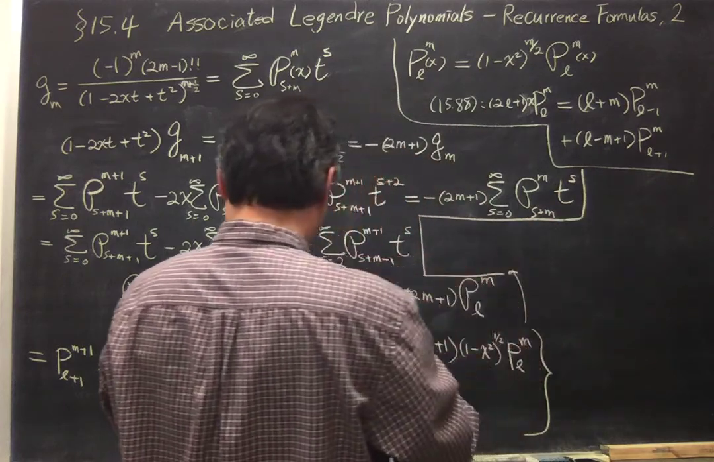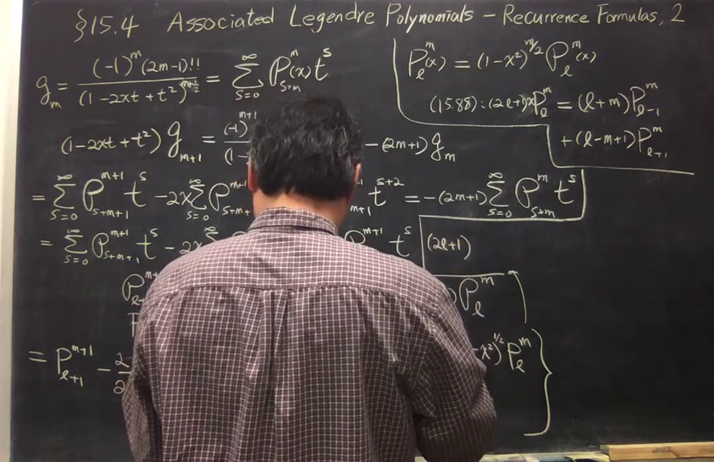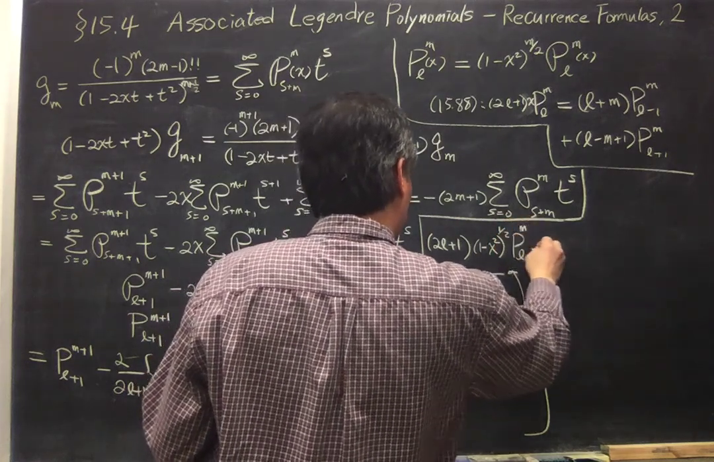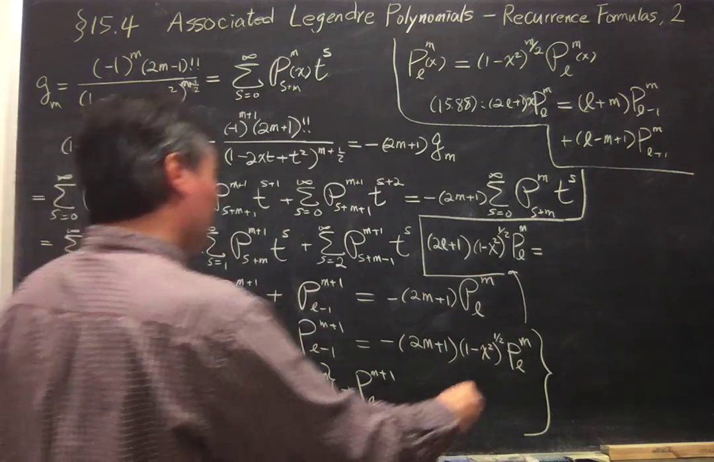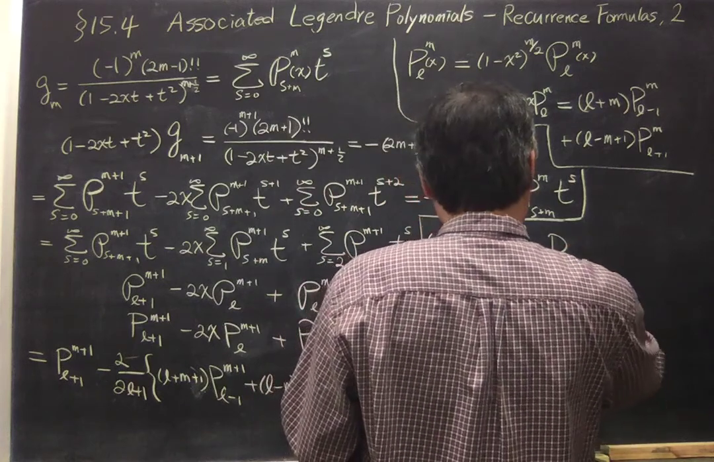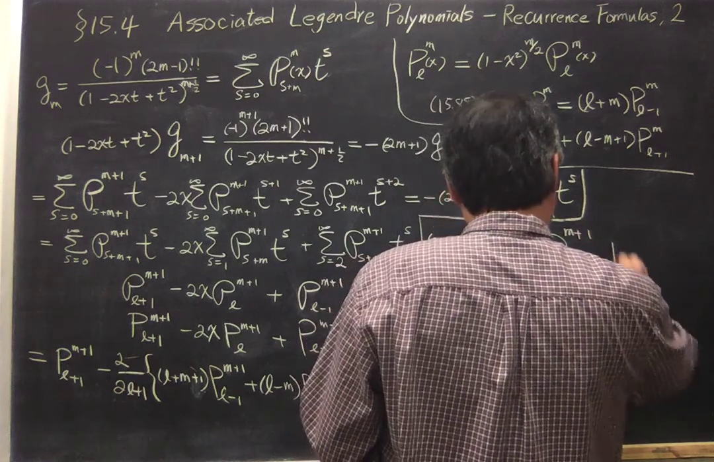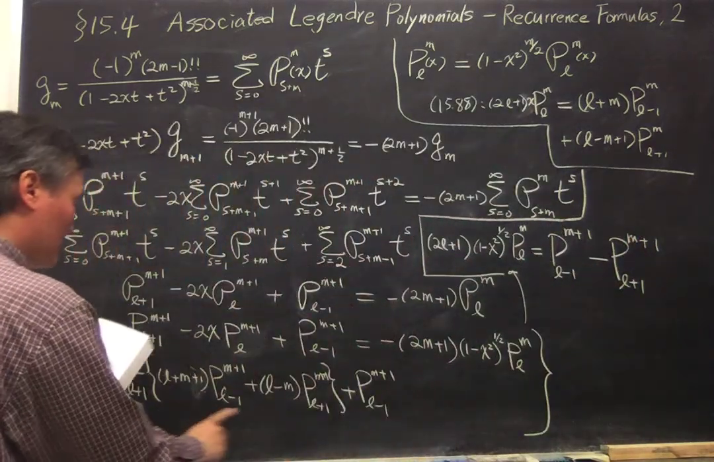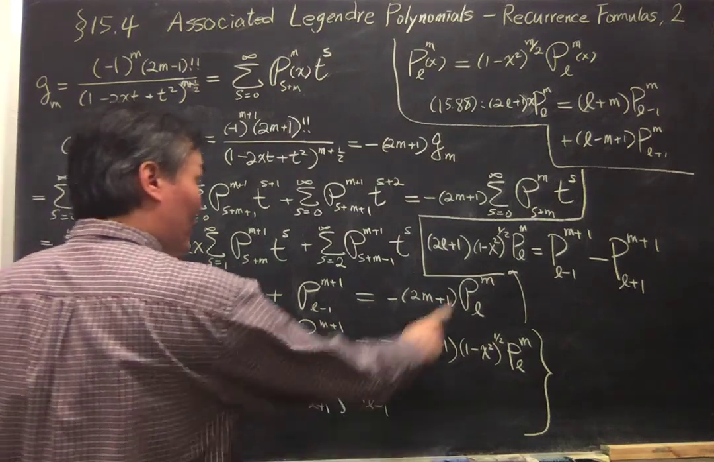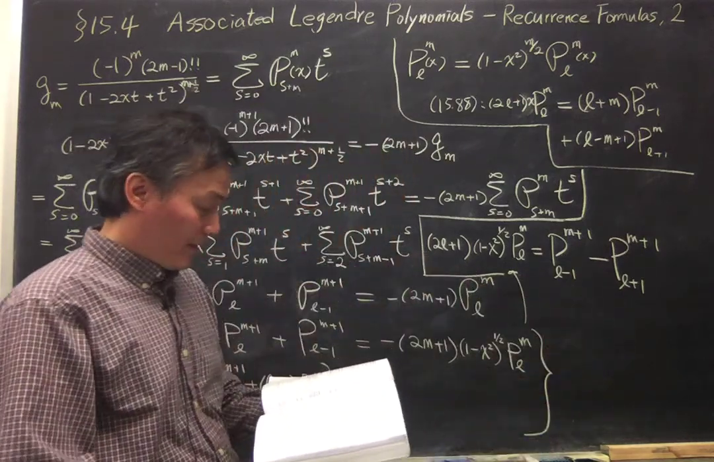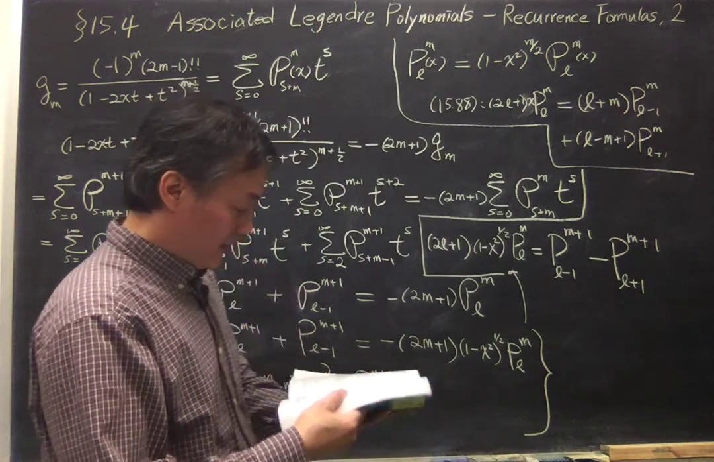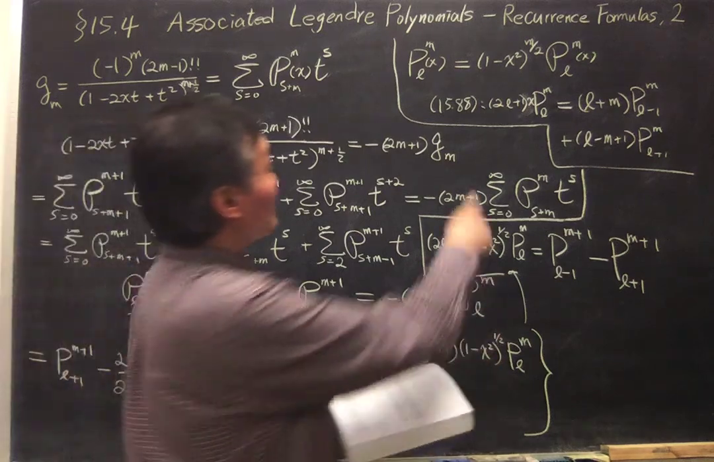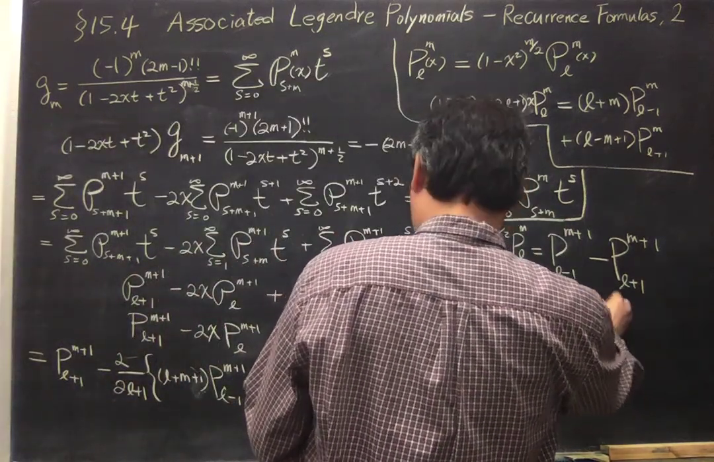So combine everything. You have 2l plus 1 times this factor, square root of (1 minus x squared) P_l^m. After you combine it, the two factors become simple, becoming P_{l-1}^{m+1} minus P_{l+1}^{m+1}. Okay, so after you simplify this and cancel with this factor, multiply 2l plus 1 to the other side, what is left is this 2. So this is equation 15.89. Okay, and then after you have this one, 15.88, this is 15.89.